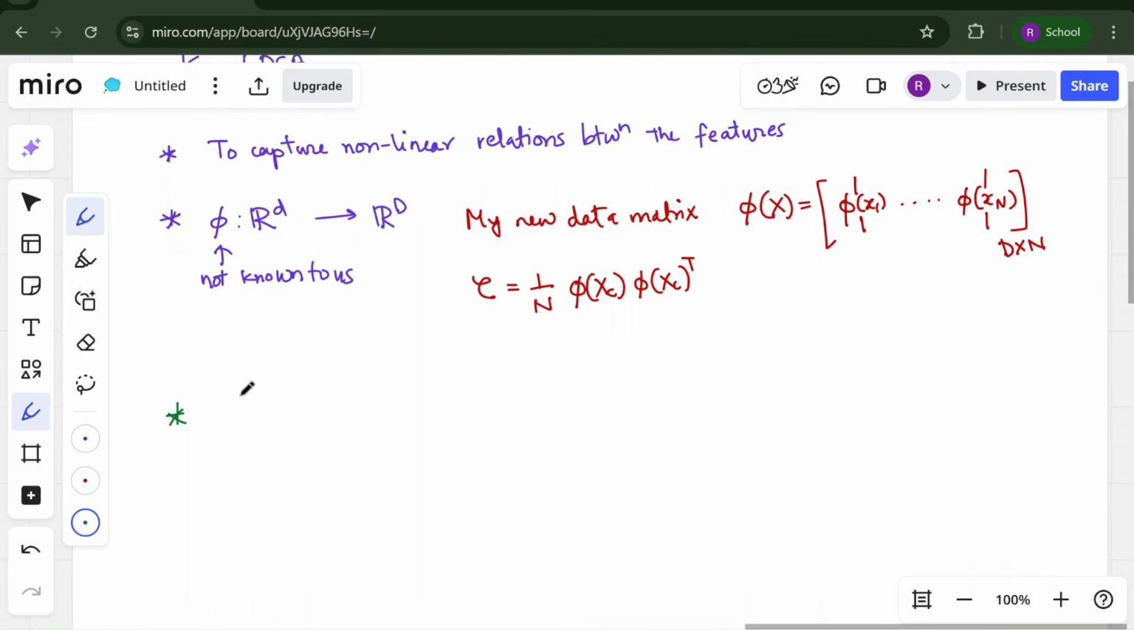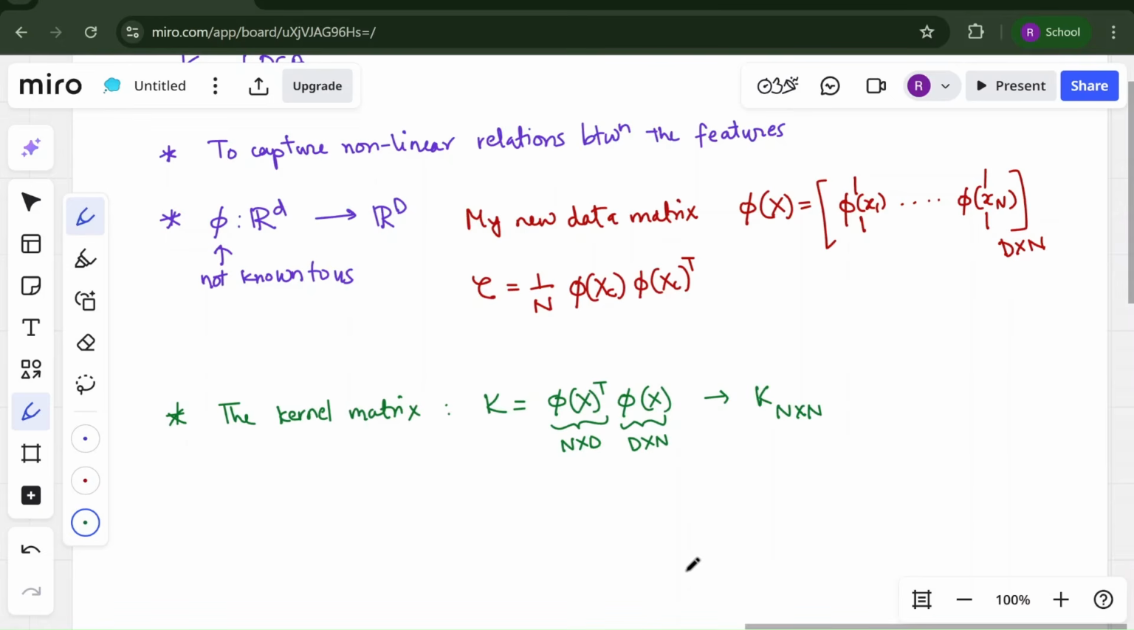Whatever we call the kernel matrix, it is this: K equals phi x transpose phi x. So what is the dimension of phi x transpose? It is capital N cross capital D. And what is the dimension of phi x? It is capital D cross capital N. So the dimension of K will be capital N cross capital N. Okay, that is the first thing.